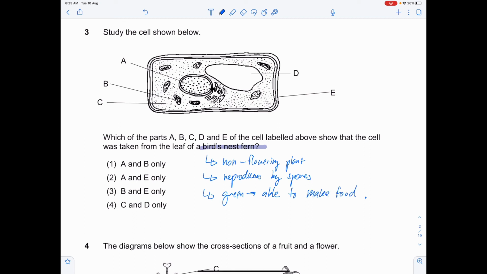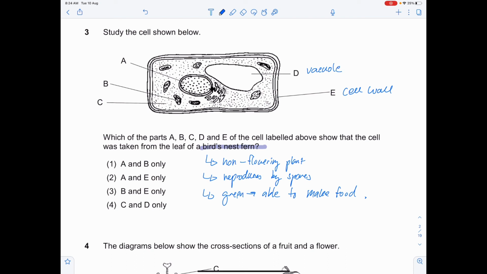Okay, so from this we know that firstly, it has to be a plant cell. The fact that it is a plant cell, the structure, which is actually your cell wall, tells me that it's a plant cell, right? Okay, so let's do some labeling first. So this is the cell wall. This is actually your vacuole.